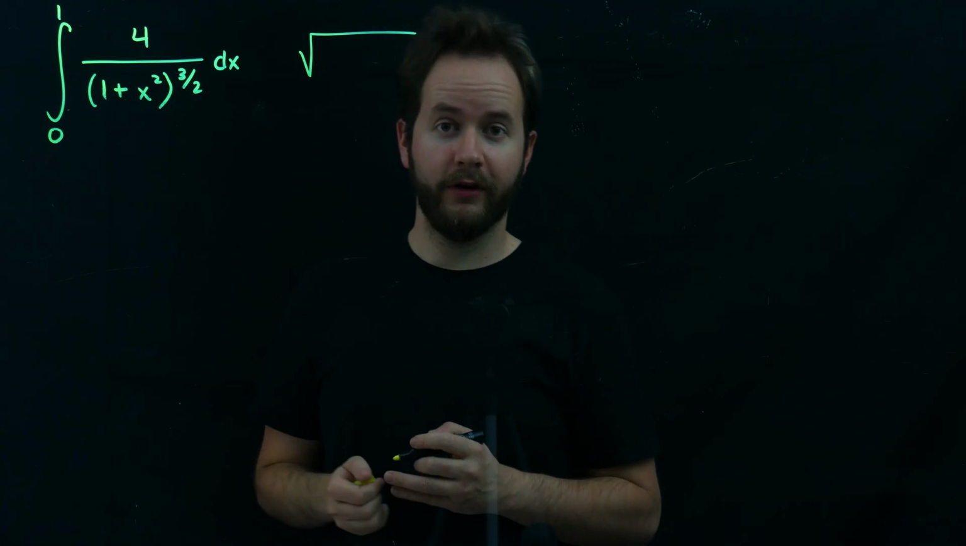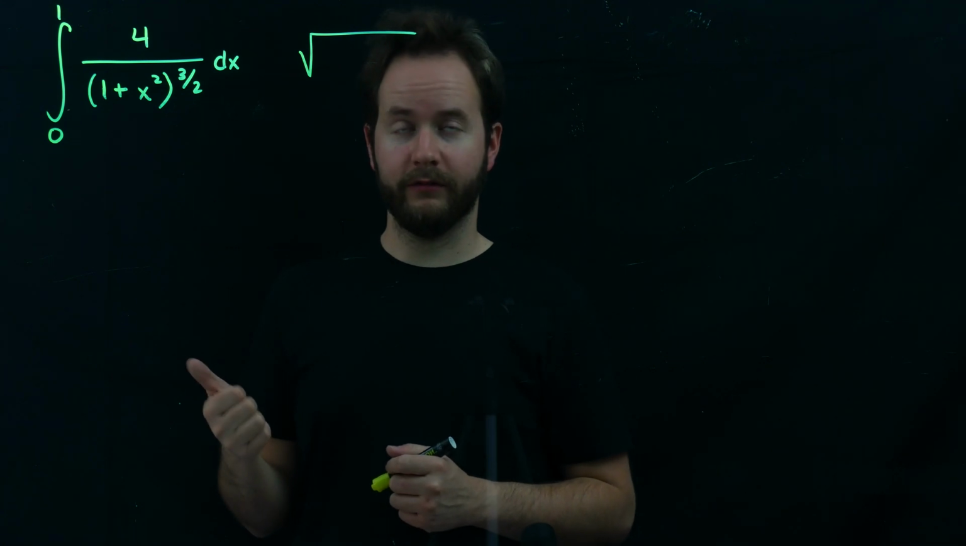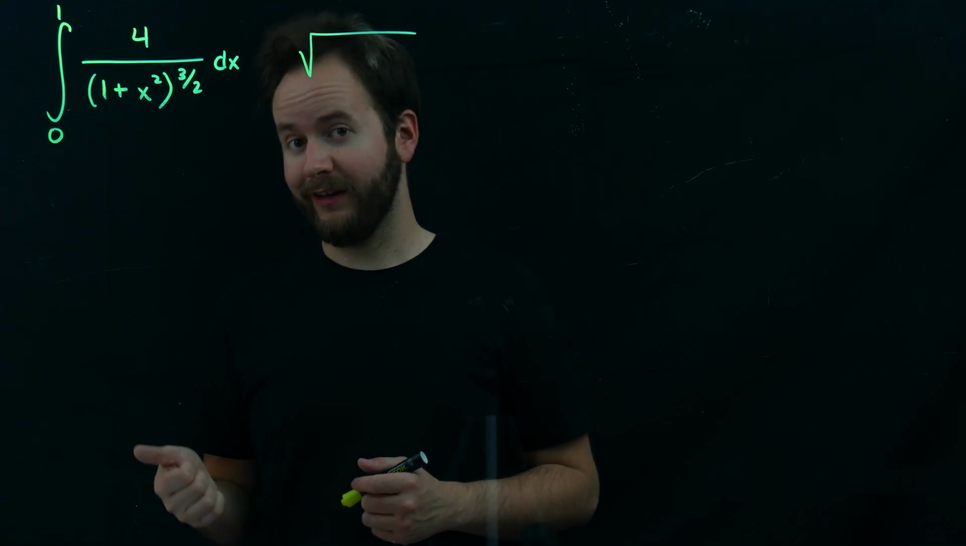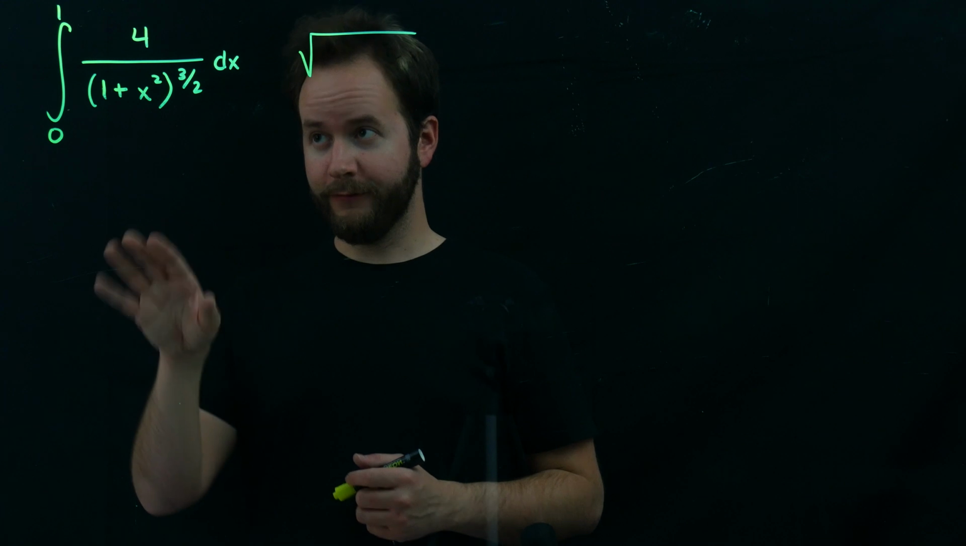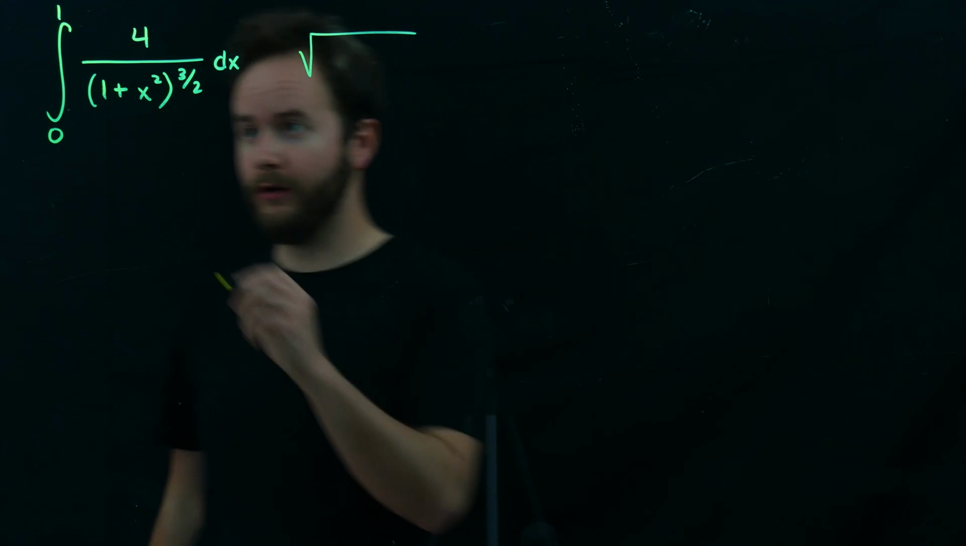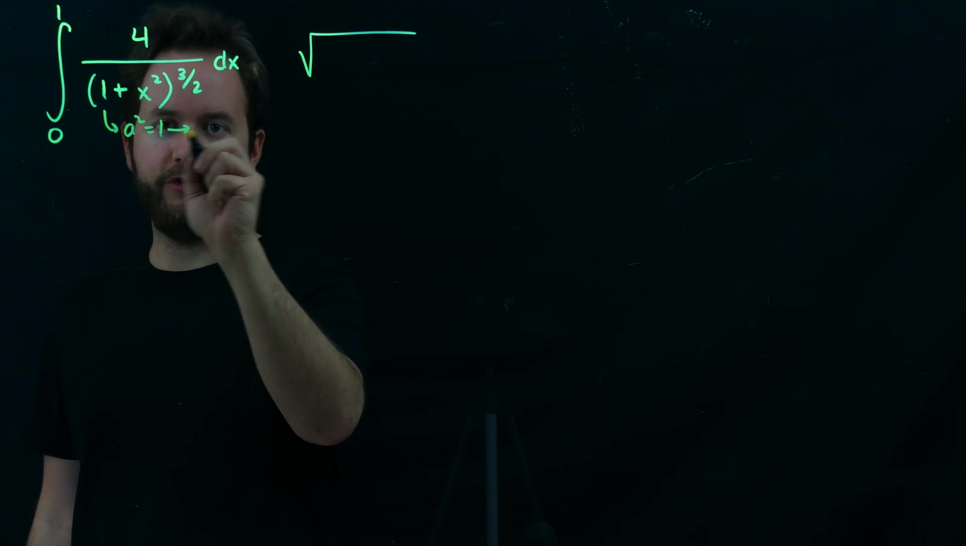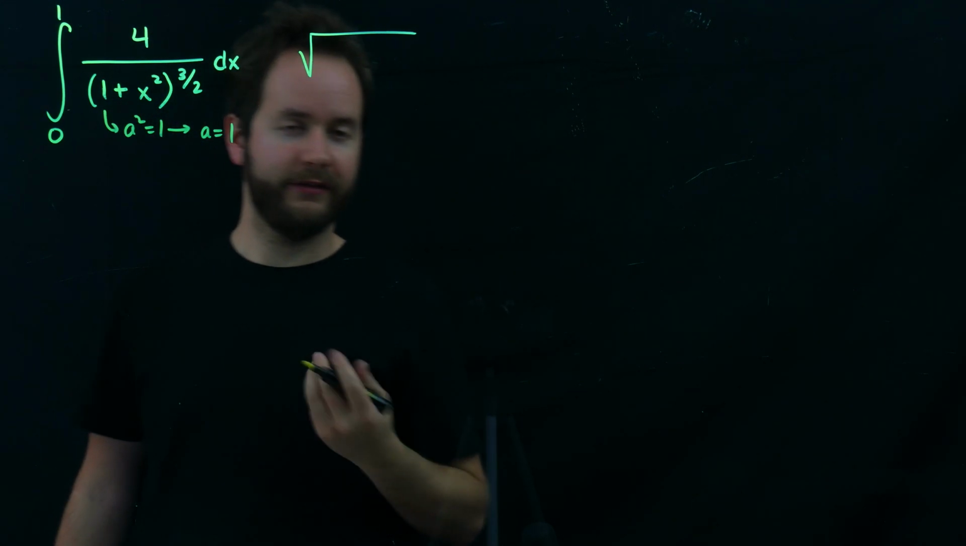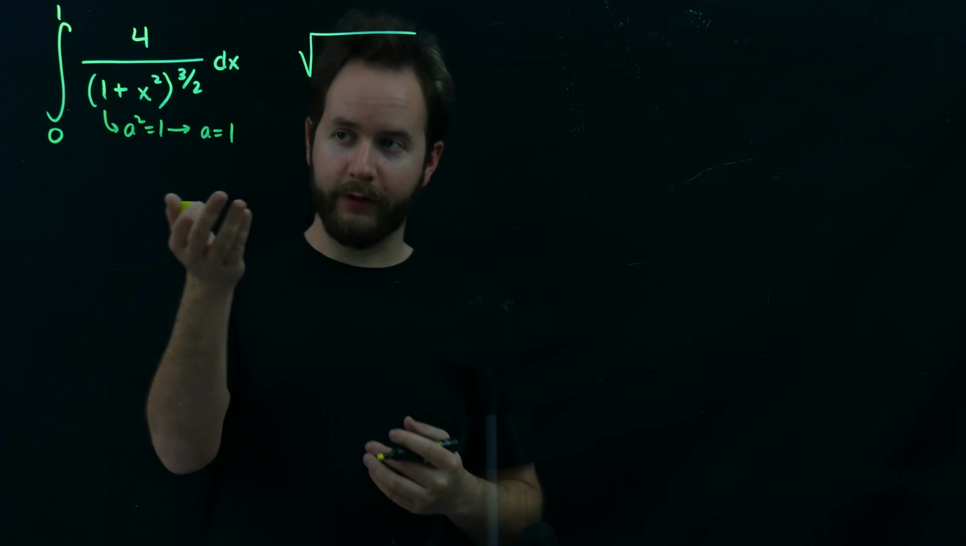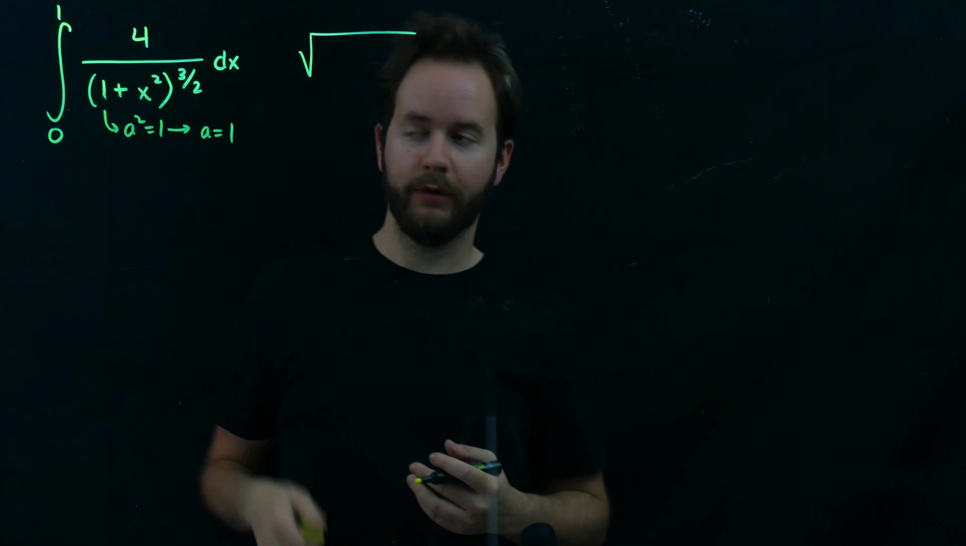Now, the three forms you need to know when you're doing a trig sub are a squared plus x squared, a squared minus x squared, and x squared minus a squared. And this form is a squared plus x squared. Here, a squared equals 1, which tells us that a equals 1. That's a silly one, but if a squared was equal to 4, then a would equal 2. If a squared equals 9, a would equal 3, and so on.